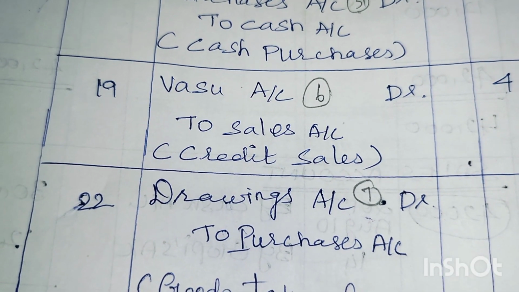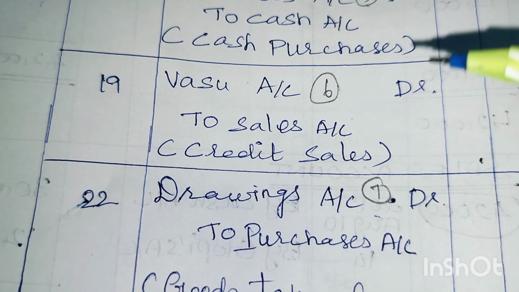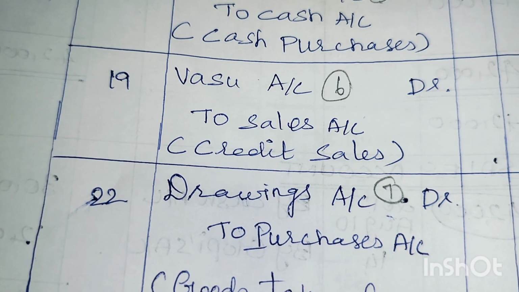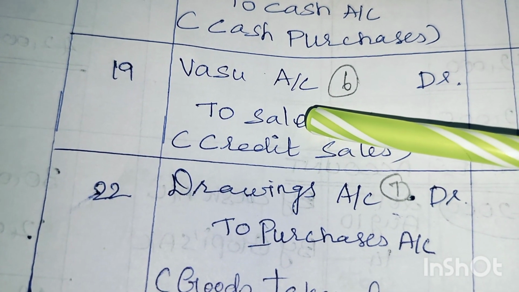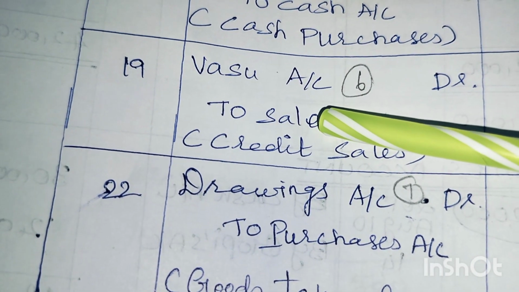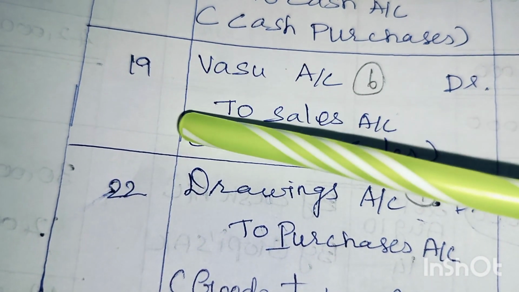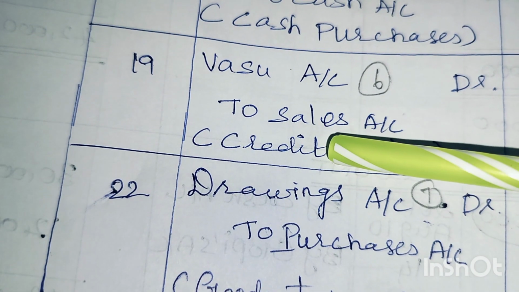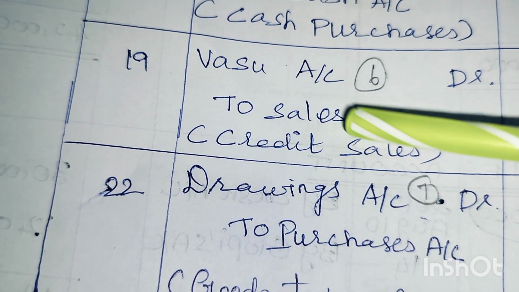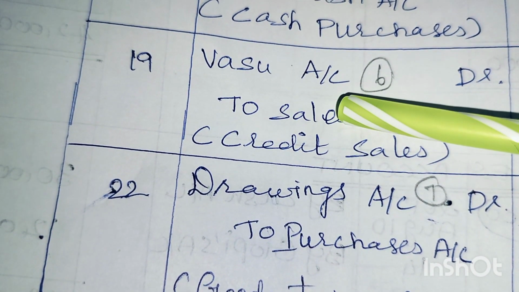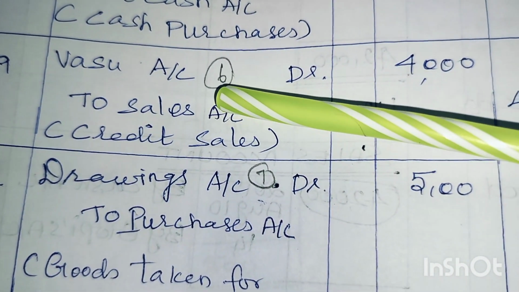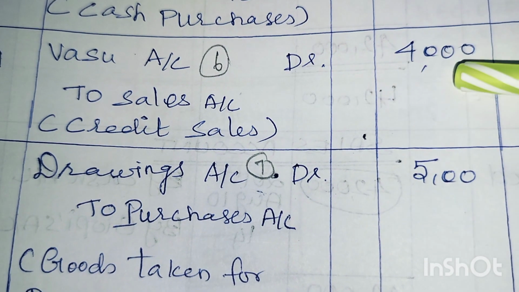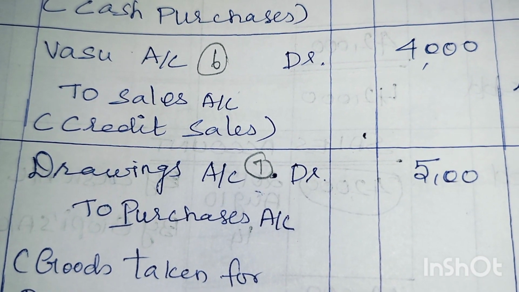Then to find the next respective account to be posted in the ledger account, the sales account is the next respective account to be posted on the ledger. On which date does the sales account occur? October 19. On which side does the sales account appear? On the credit side. Which is the opposite account from the sales account? Vasu account is the opposite account from the sales account. How much rupees? 4,000 rupees.